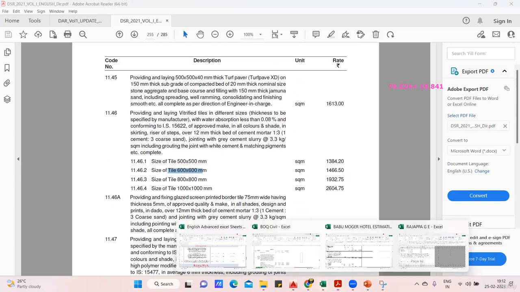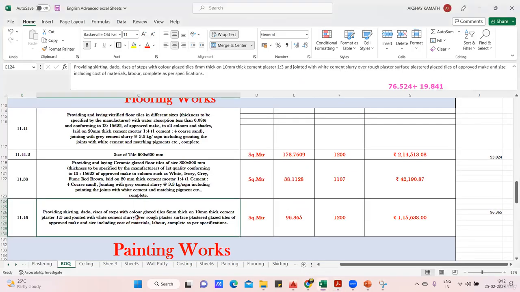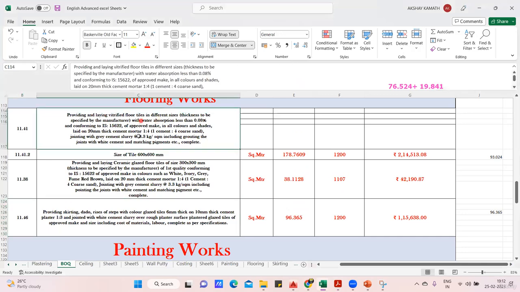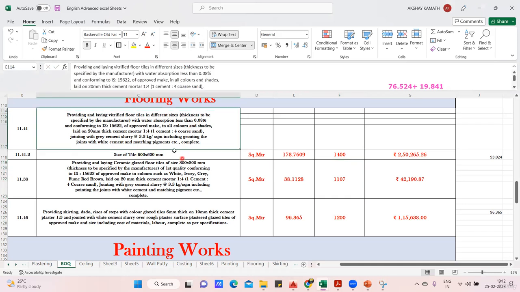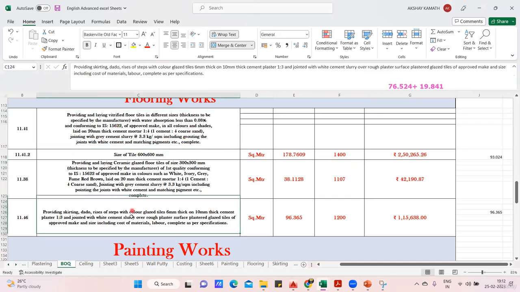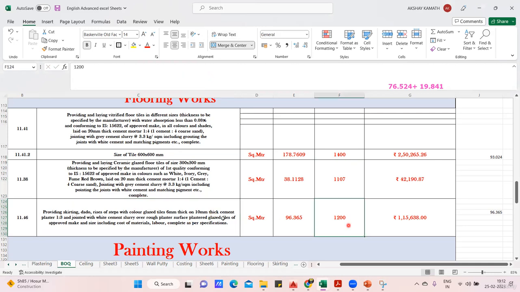Also remember, few people don't take out skirting separately. Whatever wall tiles they have, in those tiles only they'll put the skirting, and here the rate they are going to increase. Instead of 1200, they may put 1400. That also you can do. Few people go with that, but few people put your skirting work separately, and wall dado they are going to put separately. Based on that, you can do it.